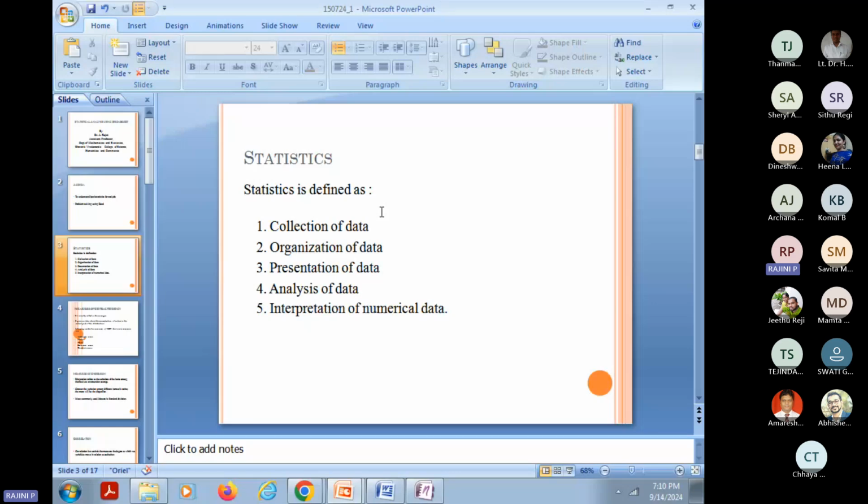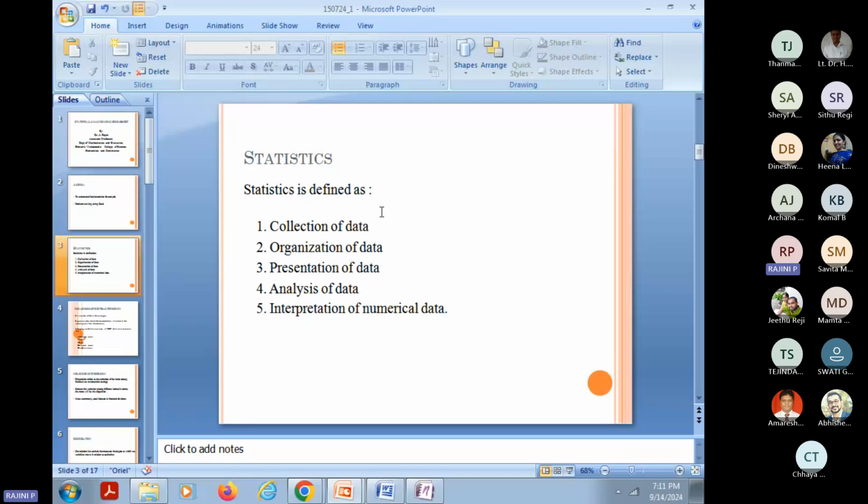Then you will be able to understand which values are useful for giving the conclusion. That is called the interpretation of the numerical data. Anybody can do the analysis, but interpretation can be given only by the person who understands the data very well. So this is the main definition of statistics.